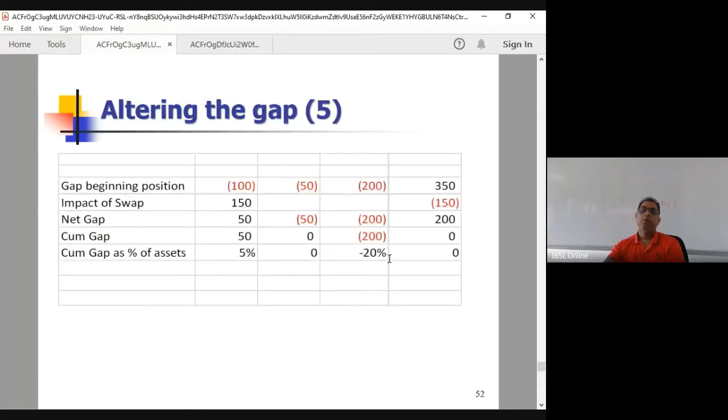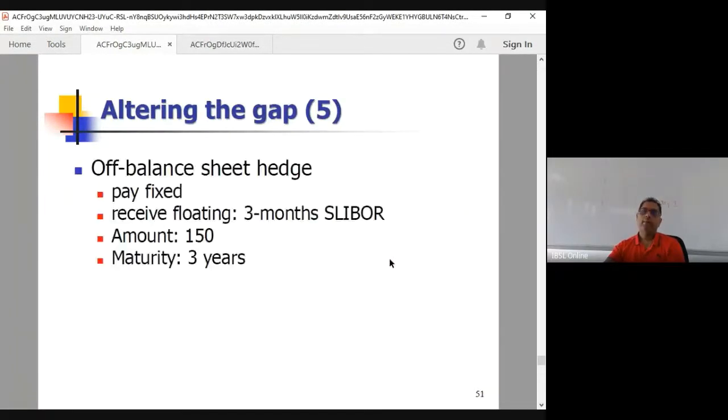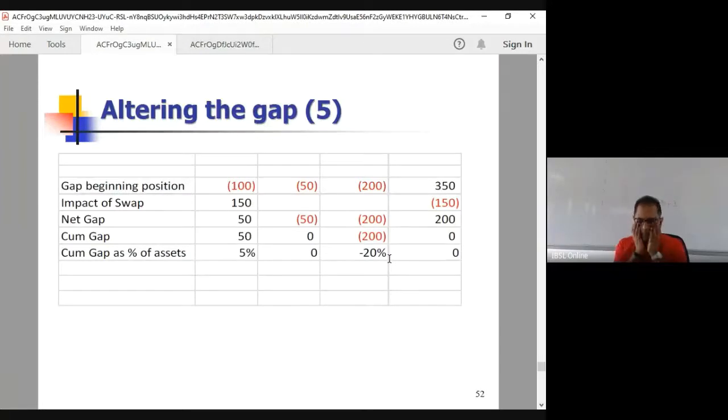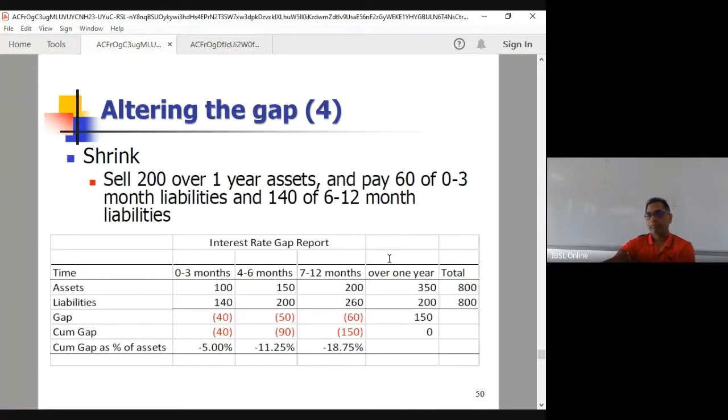So what you have done here is to alter your gap, you use the interest rate swap. So what is the interest rate swap? Let's start with the basics. What's the interest rate swap first? What is the interest rate swap?